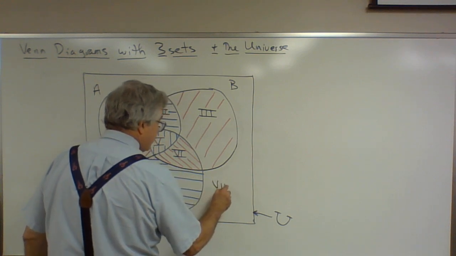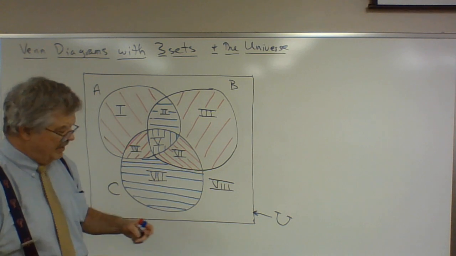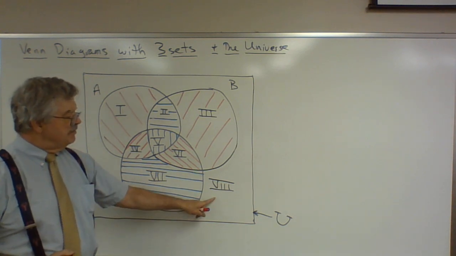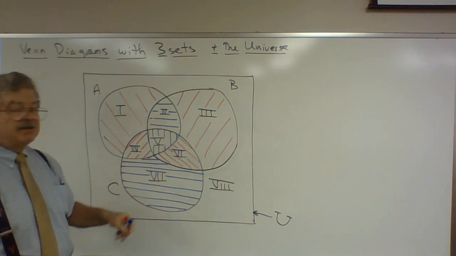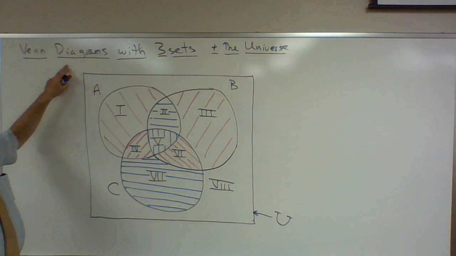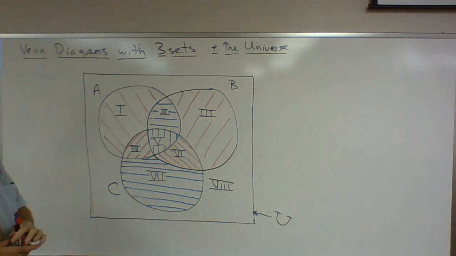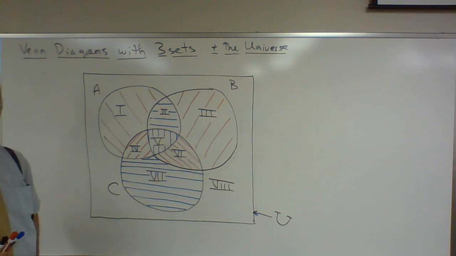This is the region outside all three circles, region 8. Any element in region 8 does not belong to any of the sets A, B, and C. So this is our Venn diagram with three sets A, B, and C and the universe.